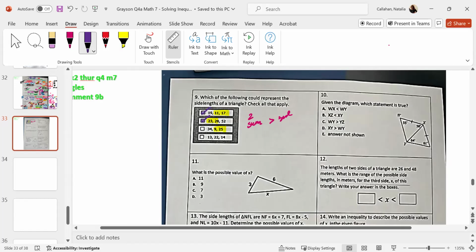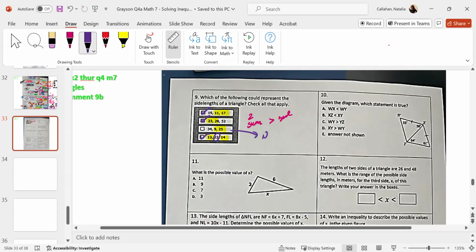It's the same for now. It's not the same. 25 plus, oh no, you're right, it's not the same. Okay. What about 13 and 14? 13 or 22. The two smaller sides have to be added bigger than the big. Isn't 22 the bigger side?